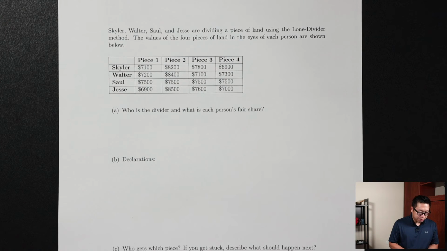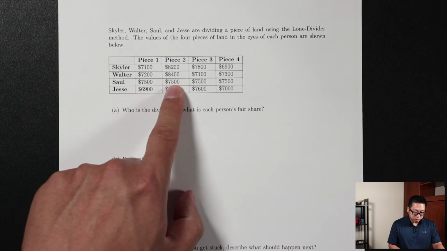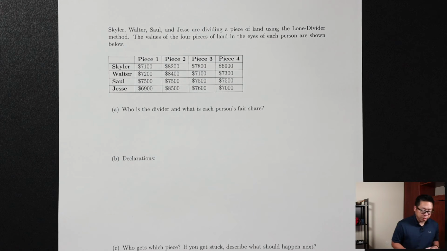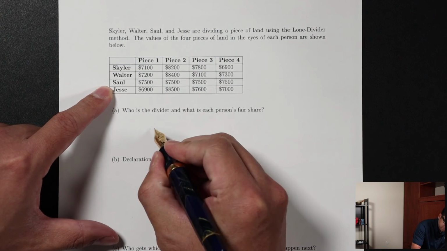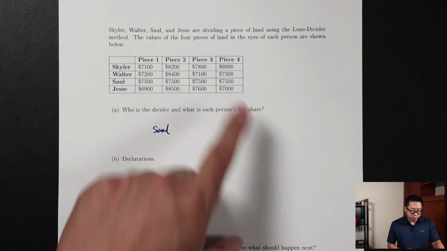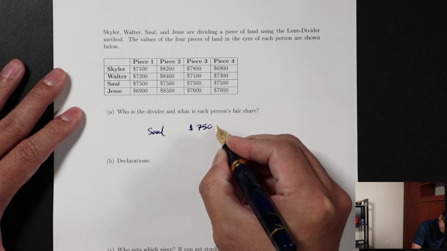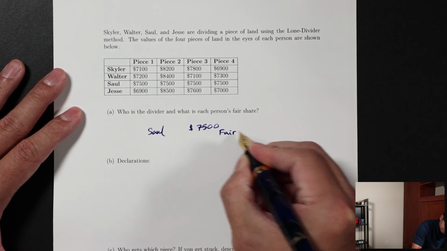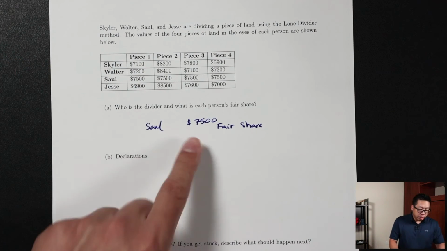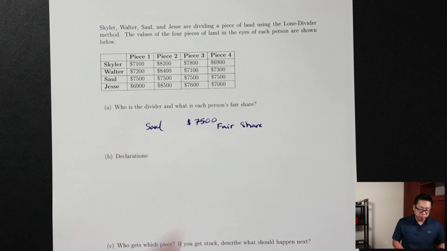So who's that? Notice that Sol valued each piece 7,500, right? So he valued each piece exactly the same. Sol's the divider. Okay, and his value on each piece, 7,500, is the fair share number. So each person here feels like they deserve 7,500 or more worth of land.